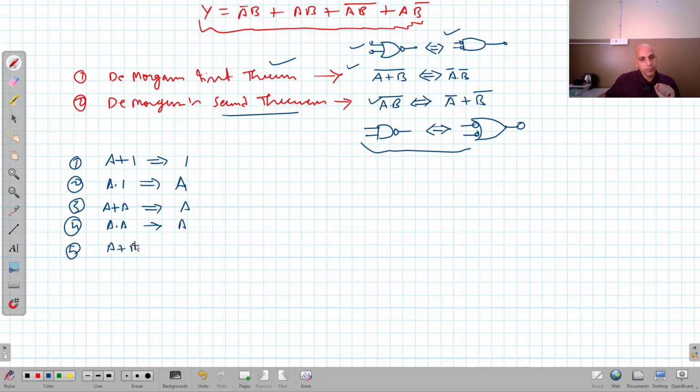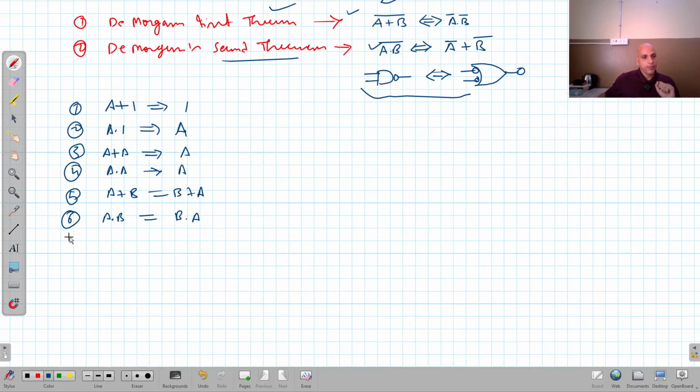A plus B will give you B plus A. They are equivalent. Similarly, A into B is equivalent to B into A, right? Similarly, A plus A bar is always equal to 1, but A dot A bar is always equal to 0, right? You can see here. So these are some important laws.